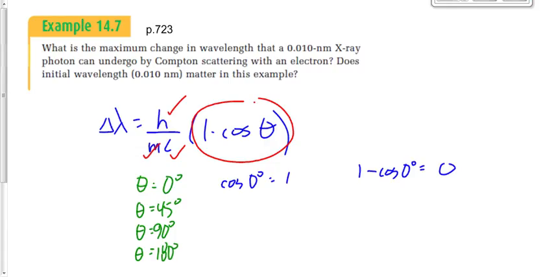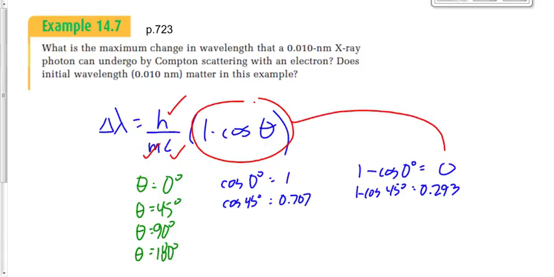Let's try 45 degrees. Cosine 45 degrees is 0.707. 1 minus cosine 45 degrees is going to give you somewhere in the range of 0.3, 0.293, I think it is. So now inside the brackets there, we've got a value of 0.293. 0.293 times h over mc is bigger than 0 times h over mc. Would you agree with that? Well, then the first one can't be our maximum value, can it? Because we've already exceeded the value that we did with 0 degrees.